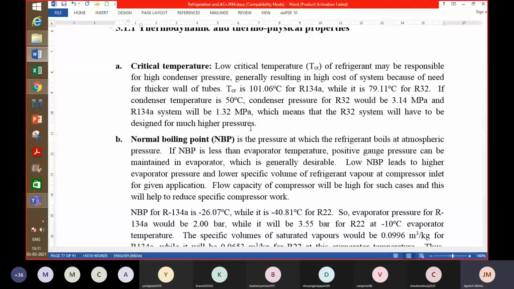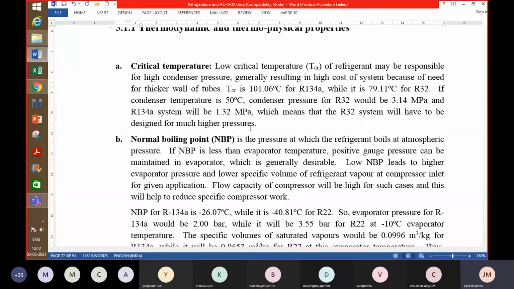So a low critical temperature of a refrigerant may be responsible for high condenser pressure, generally resulting in high cost of the system because of the need for thicker wall of tubes. Let's take an example of one of the very popular refrigerants, R134A. Its critical temperature is 101.06 degrees Celsius, while it is comparatively low for R32, which is another refrigerant becoming common in the market. There the critical temperature is 79.11.